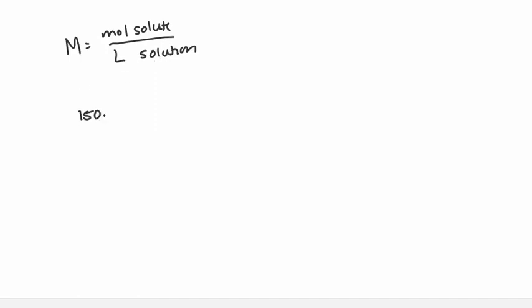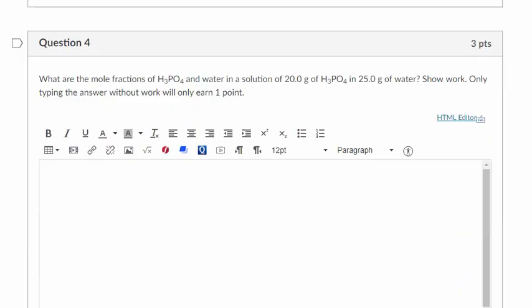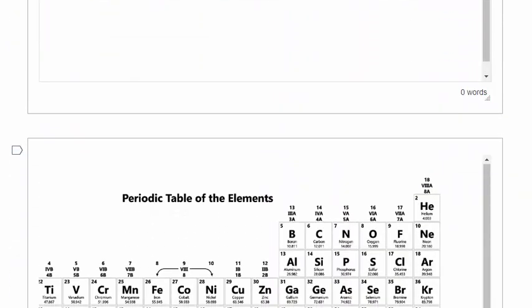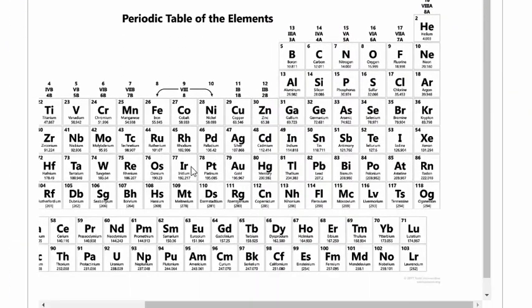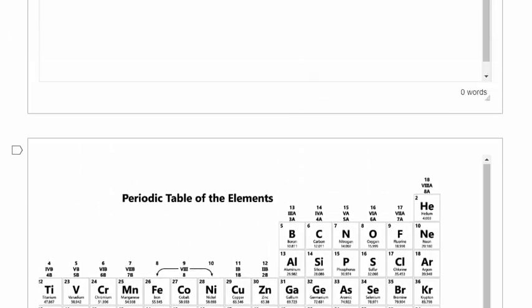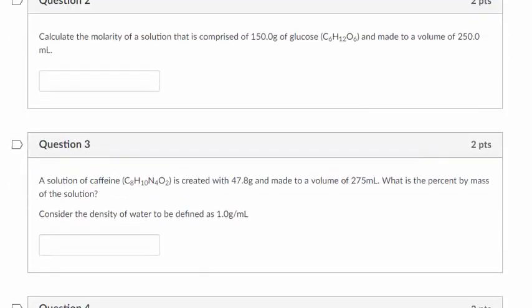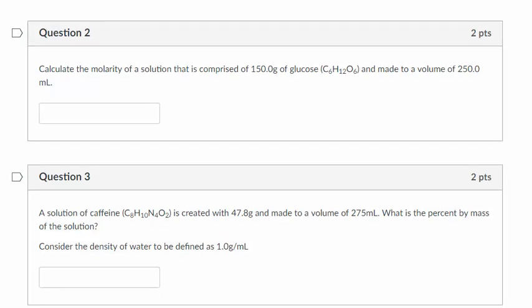So to calculate the moles of the solute, I start with my 150 grams of glucose. I'm going to leave the chemical formula off for now, but go to the periodic table, which is at the bottom of this homework assignment here. And I'm going to work on making that a little bit larger because I think those numbers are hard to read, at least with my older eyes they are. But you may need to have a periodic table as well. So keep that in mind.